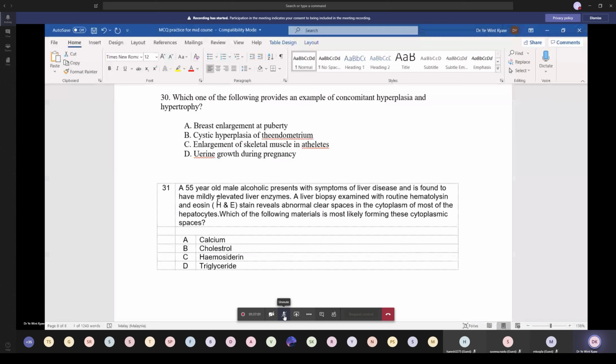But 31, right, doctor? Question 31. Concomitant hyperplasia and hypertrophy. 32. Quite confusing, hyperplasia and hypertrophy.